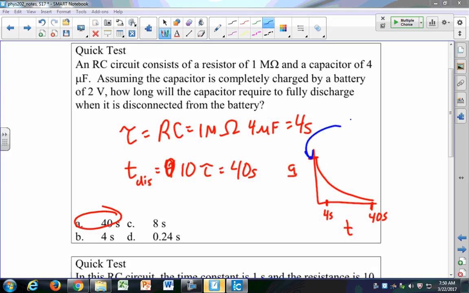This wasn't part of the problem, but if I wanted to know the total charge, then I would say Q is equal to C, which is 4 microfarads, times V, which is 2 volts. So I would be starting out with 8 microcoulombs of charge. And then it would take about 40 seconds for us to get rid of all of this charge. With an exponential growth or decay, you never actually get to 0, or you never actually get to the maximum value, but you approach it, right? That's the way these curves work.